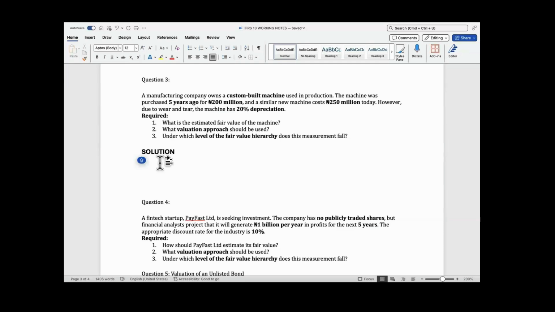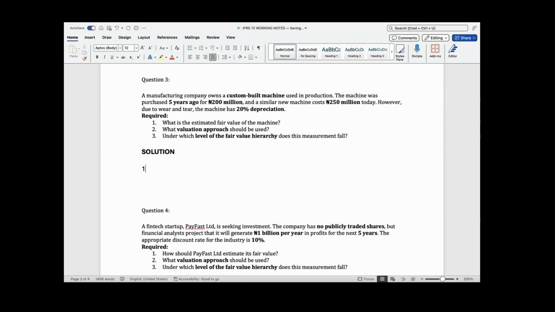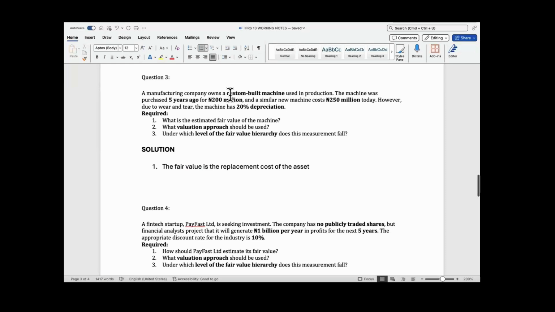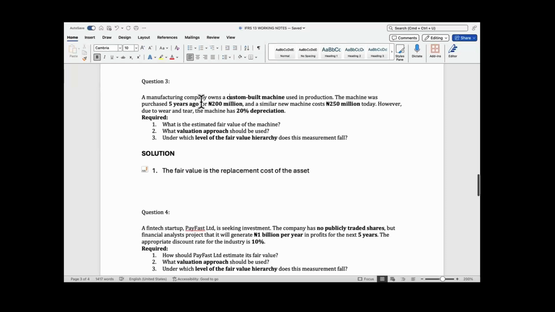Thank you very much. So here, the fair value is the replacement cost of the asset, right? If you look at this, they are talking about a machine they purchased 5 years ago for 200 million.